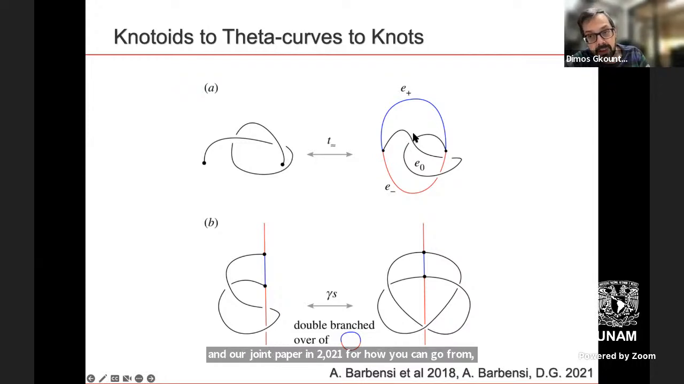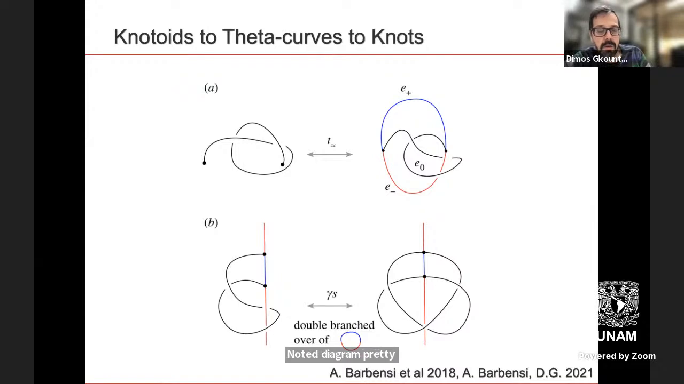And it's also well known how you get from theta curves to knots. You can do a double branch cover of the theta curve as long as you branch over the union of these two curves. So in the end, you can go from knottoids to theta curves and from theta curves to knots, and you get something close to the overpass or the underpass closure here. So this is another way to get some closed structure from an open-ended knotted diagram.